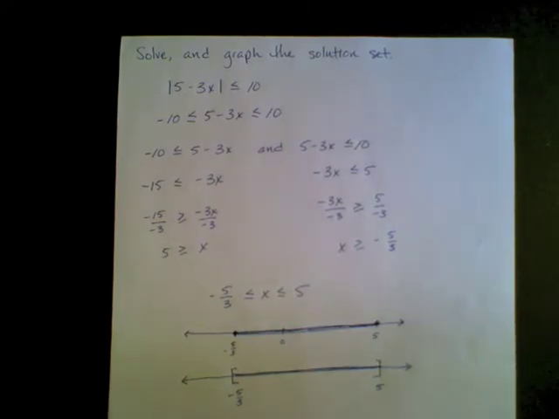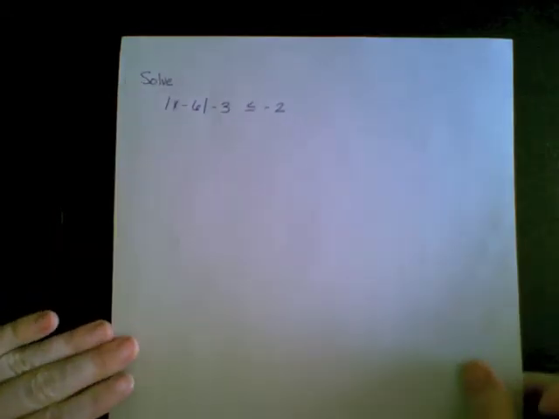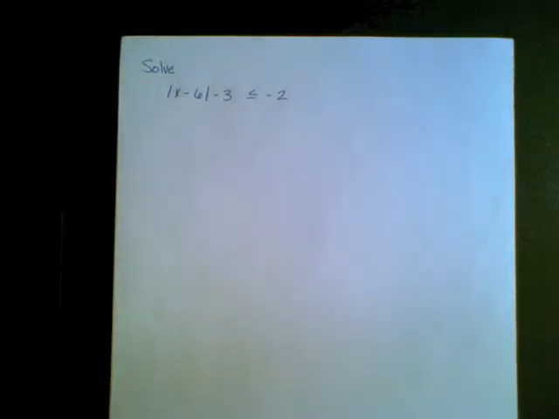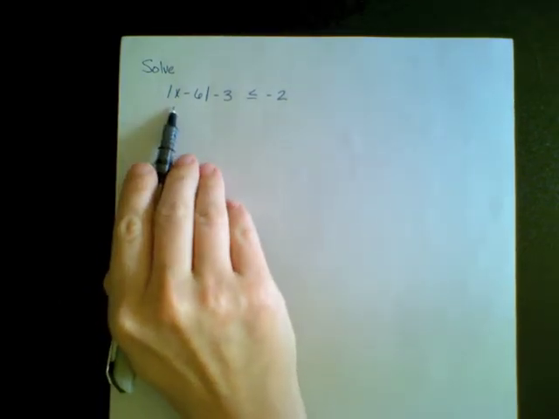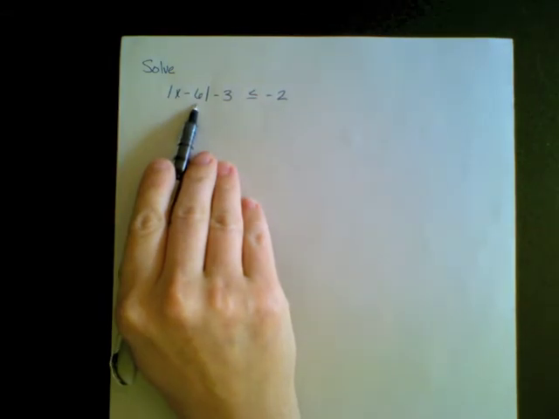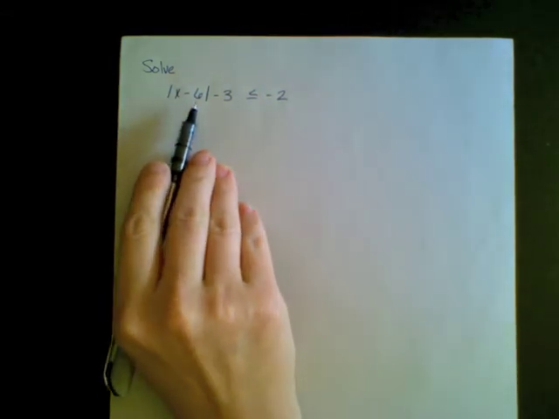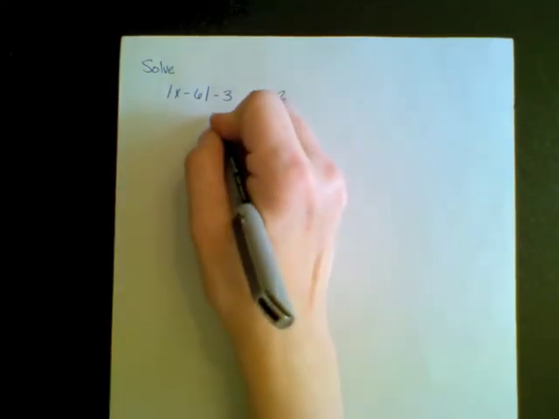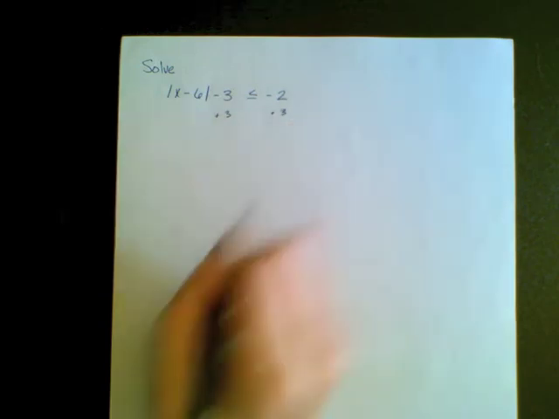All right, our next problem is here. So we don't have our absolute value expression isolated yet. That's the first thing that I'm going to want to do. So for the very first thing, I will add 3 to both sides of this inequality.